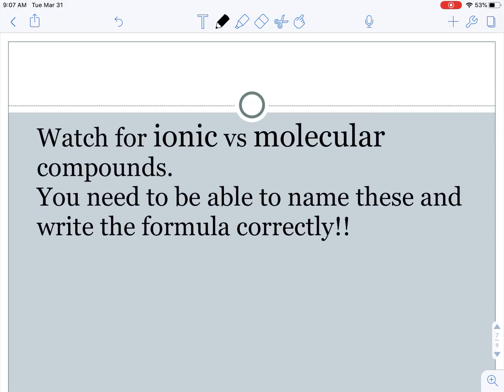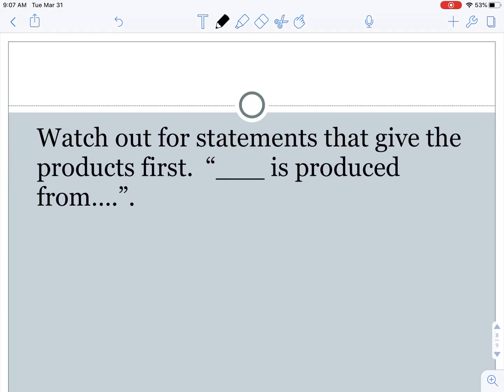Watch out for ionic and molecular compounds. Just keep in mind that you're naming things the correct way or that you're taking the names and making the right formula. We just got out of this unit, so it's hopefully nothing too crazy for you. But just make sure you remember your naming styles because that will come up again.